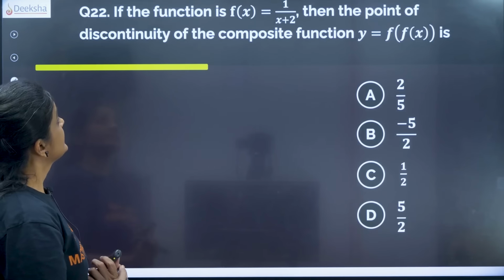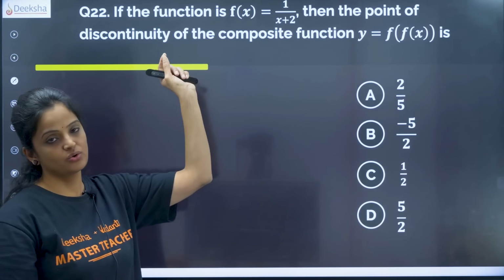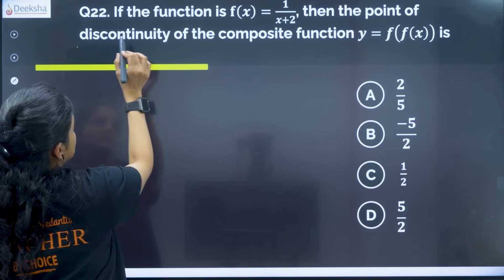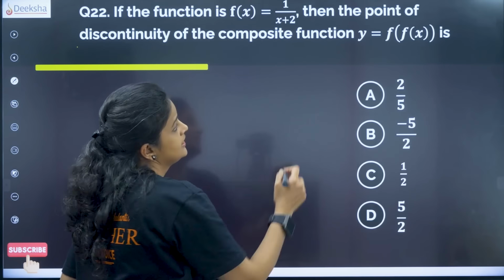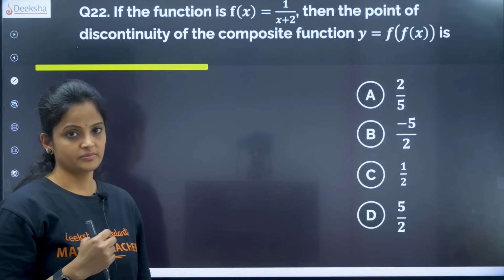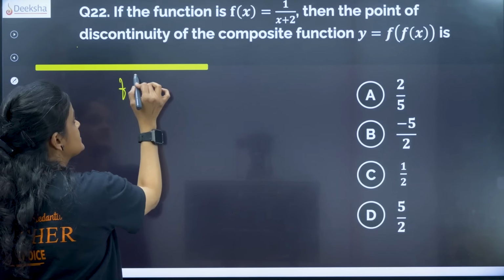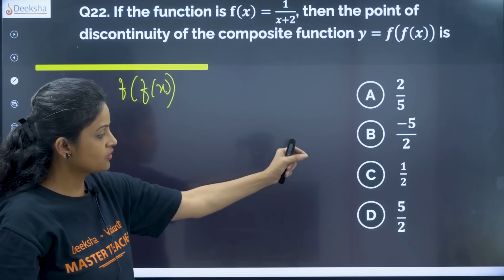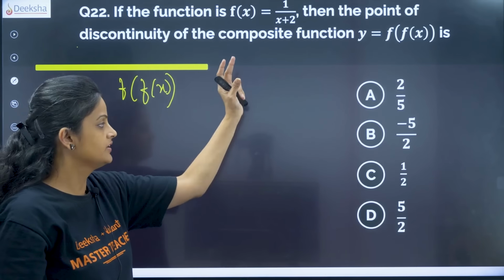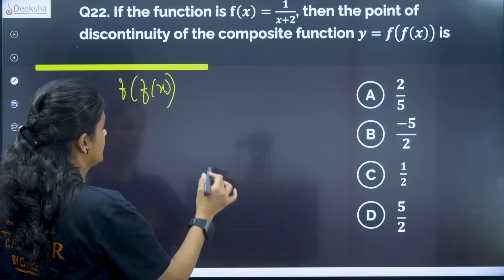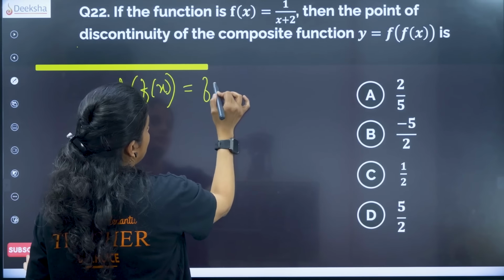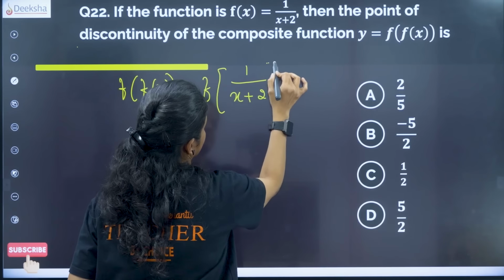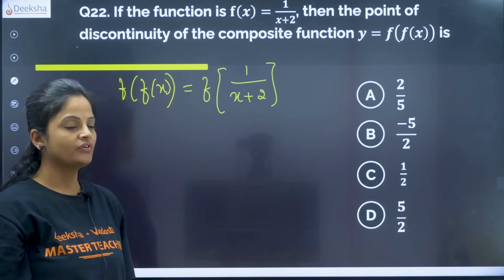Ready? If the function is f of x is equal to 1 divided by x plus 2, then the point of discontinuity of the composite function f of f of x is what? Okay. Let's take f of f of x first. Have a look at all the options. Keep that in mind, we have the numbers alone. Okay. f of 1 divided by x plus 2. This is what I have to find.